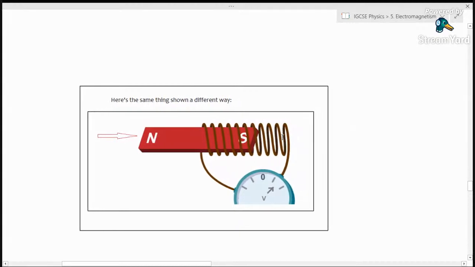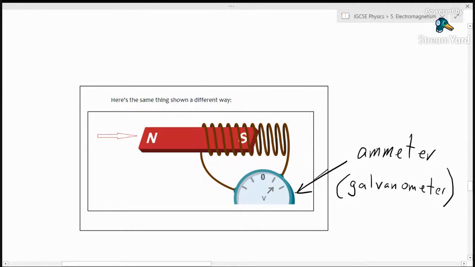Okay, just to show you, this is another example of how we can induce a current in a wire. In this case, we have a coil of wire here. This thing right here looks like a clock, but it's actually supposed to be an ammeter, which reads current. It could also be a super sensitive ammeter, which is called a galvanometer. A galvanometer is just an ammeter that is super sensitive, so it can sense very small changes in current.